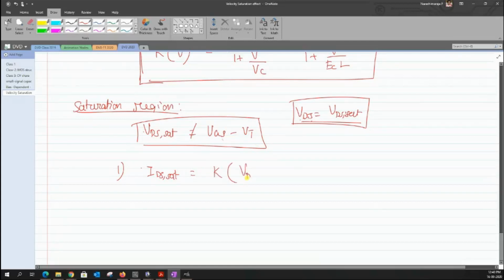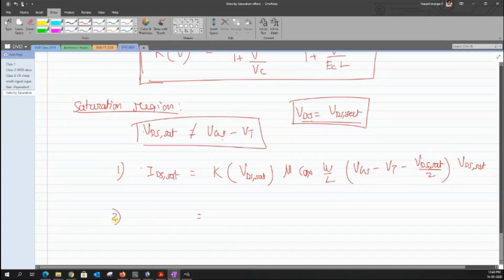So wherever I had my VDS, I'm going to rewrite them with VDS sat, followed by mu CoxW by L, and then we had VGS minus VT, and then we had something like VDS divided by 2, so that VDS has to be replaced by VDS sat by 2 into VDS sat. So this is one expression.